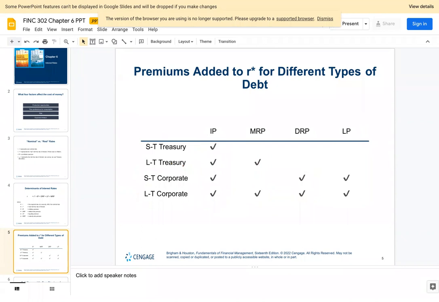So, inflation premiums, all of these forms of securities have to have a built-in inflation premium in their nominal rate of return. Maturity risk premium, anything that's long-term. Default, we've got to worry about that. So you've got to add in a premium to the nominal rate for corporations. Likewise, liquidity premiums as well.